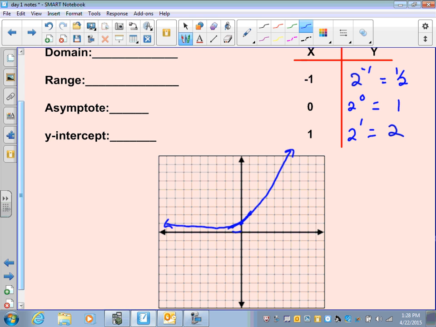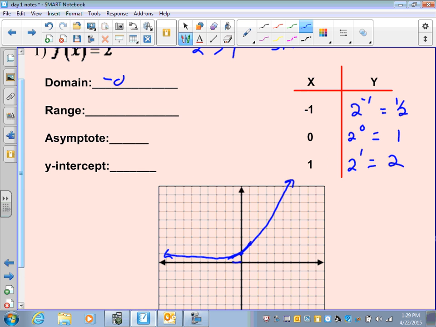So let's talk about my domain and range. Well, my x values, or my domain, is going to be negative infinity to infinity, or all real numbers. The range is also going to be from 0 to infinity, very similar to the original graph. The asymptote is going to be the same as the original graph because we didn't shift. And the y-intercept is going to be (0, 1) as well.